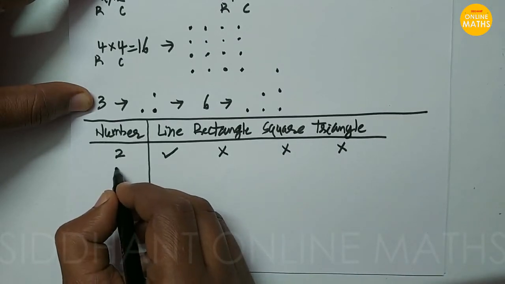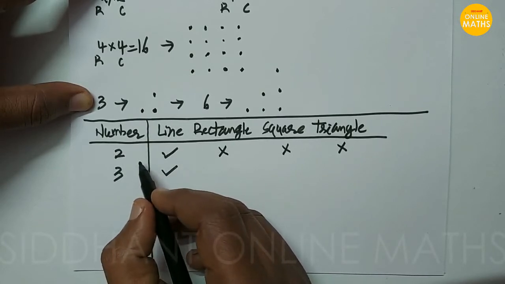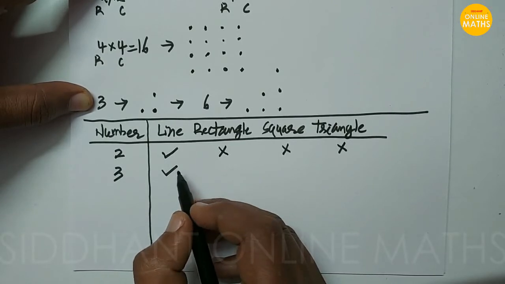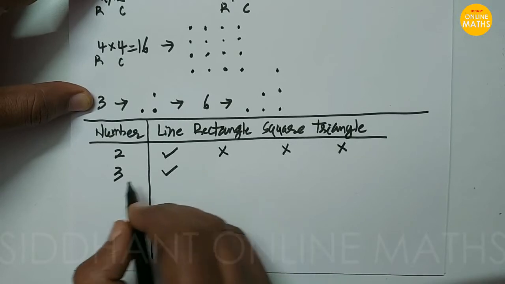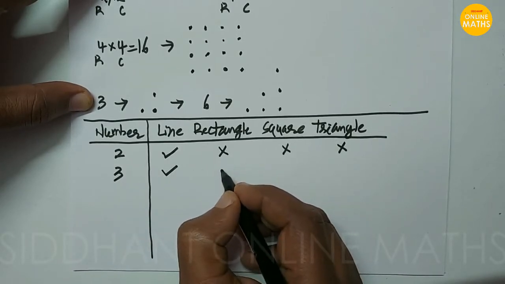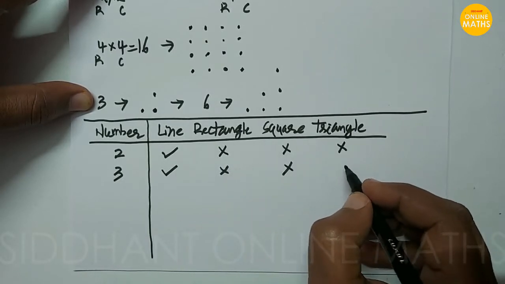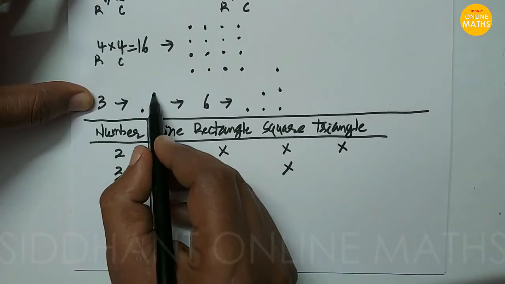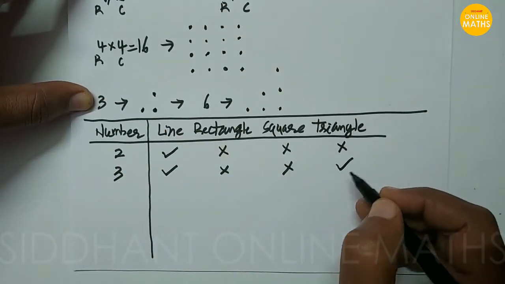In the same way you see number 3 here. So a line can be drawn with 2 and more than 2. So any number you take, a line is easy to draw. Where you keep the dots in a horizontal way, you are going to see it forms a line. So with 3 also you can't make a rectangle, and a square is also not possible, and a triangle is possible here, like we have seen in the above shape 1, 2, 3. This shape looks like a triangle, so a triangle is possible here.